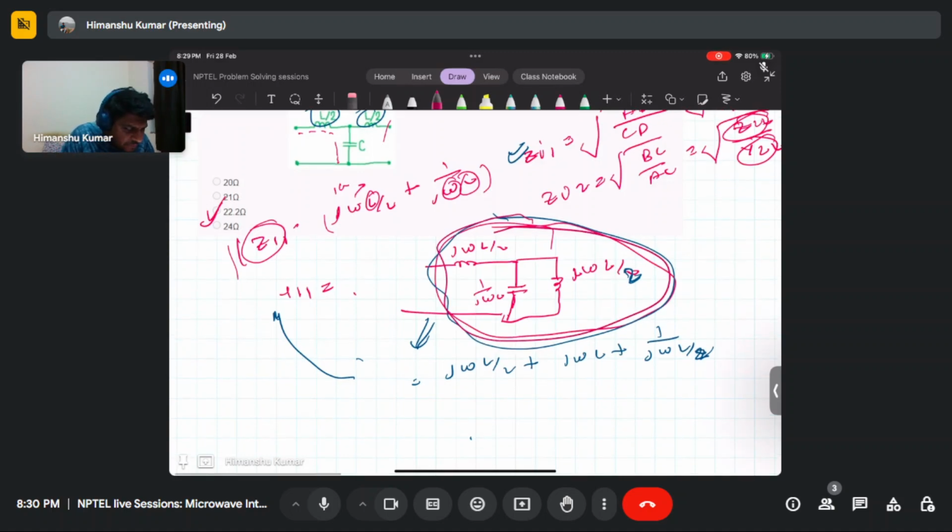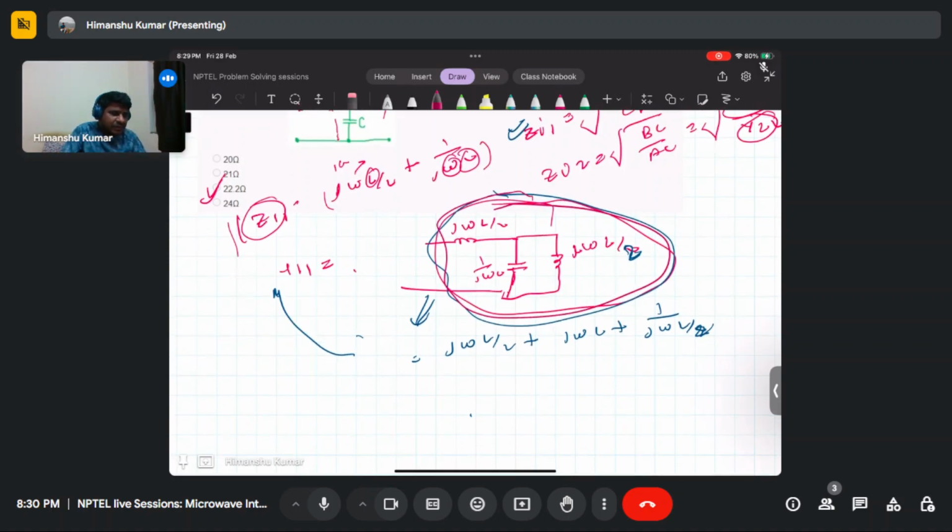I think it will be simple only. It's not that difficult. j will get cancelled. Omega will also become common. So when you take the ratio, I think almost all the terms will get cancelled.